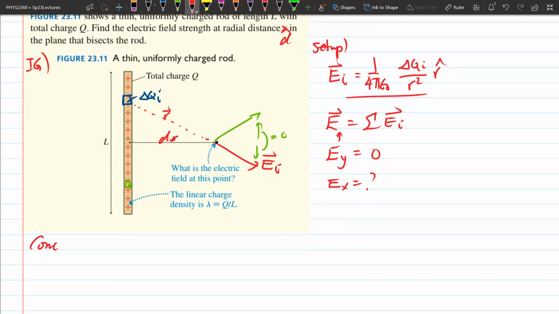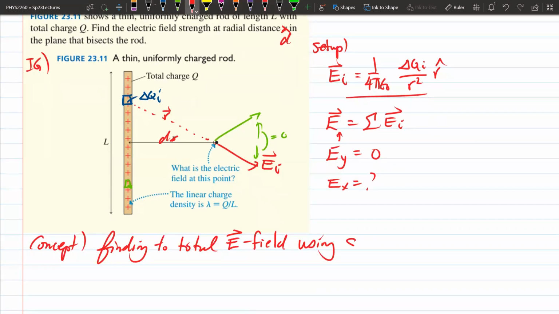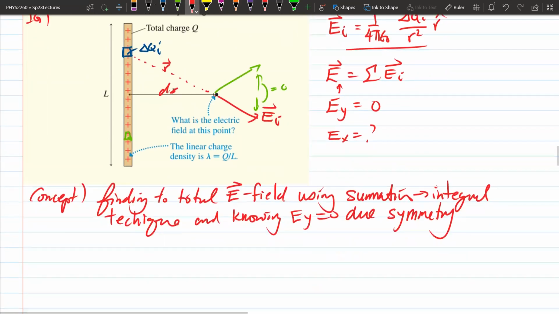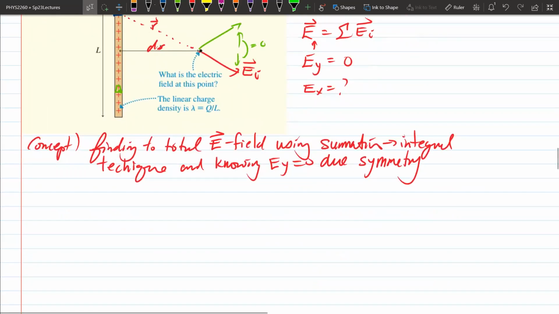We're going to apply the concept of finding the total E field as a vector using the summation-to-integral technique that we just learned, knowing EY is actually 0 due to symmetry. Because the problem is symmetric in the Y direction, you can use the symmetry to say that EY is equal to 0. So we just have to calculate what EX is. That's going to be close to a page of calculus, so let's do that.